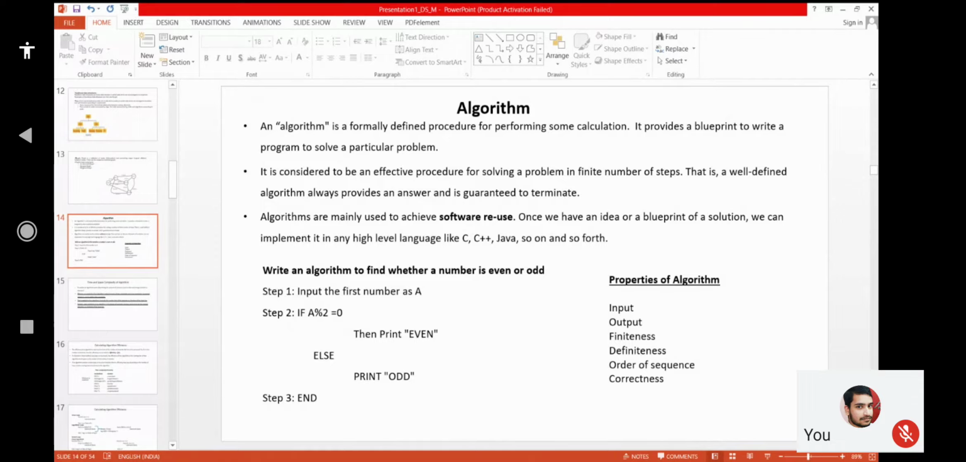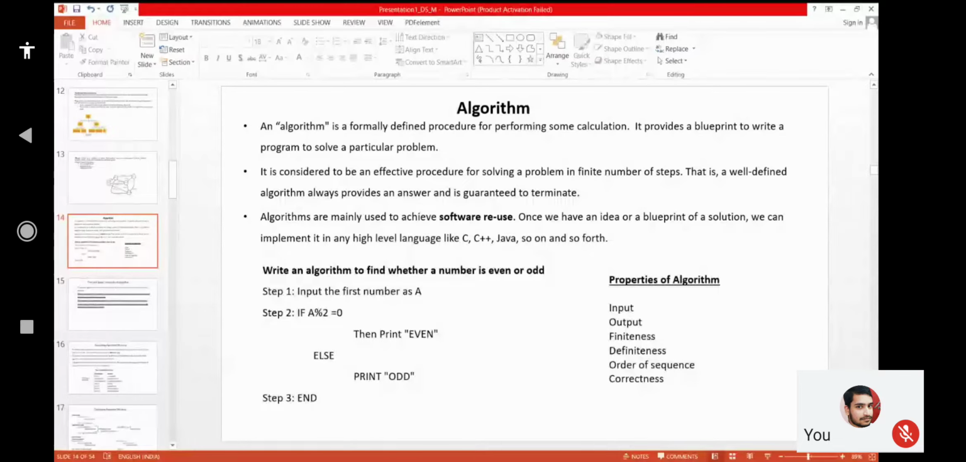Now, problem. What problem is? Problem is there in our domain. Problem is there in the Department of Civil also. Problem is there in the Department of Mechanical. You see everywhere. So what is the algorithm? The algorithm basically is the procedure to solve the problem.